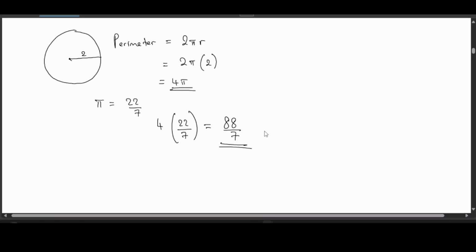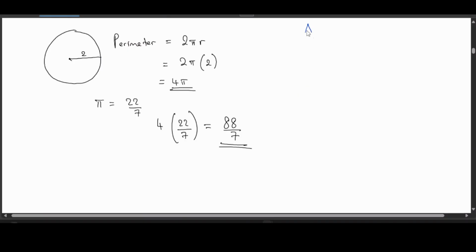3.14 blah blah blah is the actual value of pi, but if you study the magnificence of the constant pi, you are going to see that it never repeats. So please do not replace pi unless you are told explicitly in the question. If they tell you that pi is equal to a given value, use that. Okay, so that's the perimeter or the circumference of a circle.